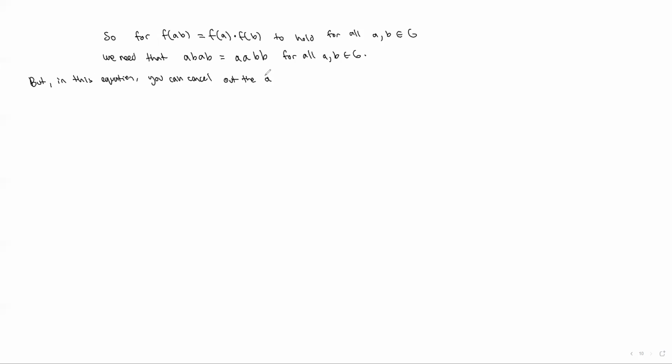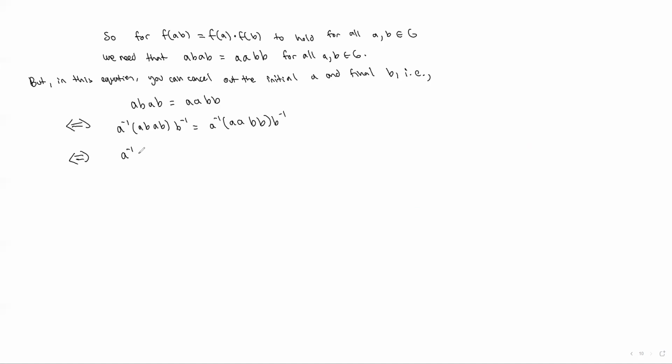The leading A and the final B. The initial A and the final B. So if AB equals AABB, you multiply by A inverse on the left and B inverse on the right. So this is equivalent to A inverse AB B inverse equals A inverse AABB B inverse, which is equivalent to BA.